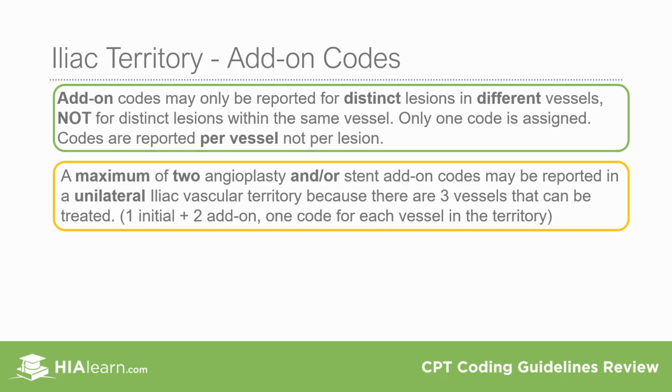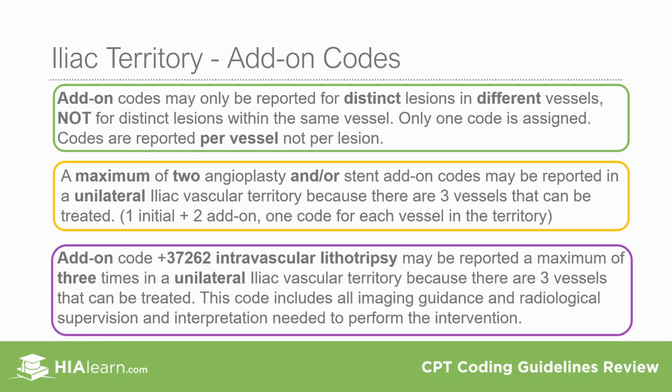Add-on code 37262, intravascular lithotripsy, may be reported a maximum of 3 times in a unilateral iliac vascular territory, because there are 3 vessels that can be treated. This code includes all imaging guidance and radiological supervision and interpretation needed to perform the intervention.